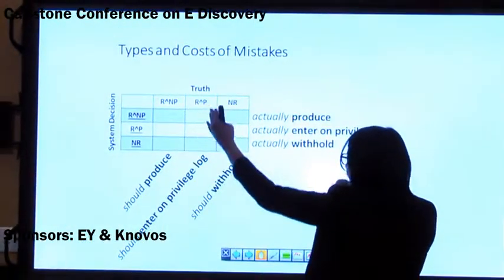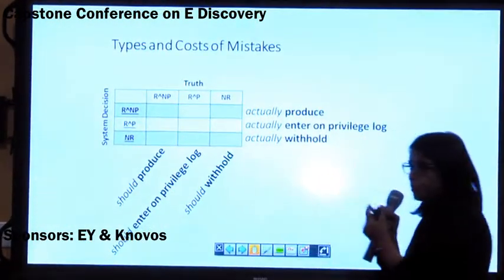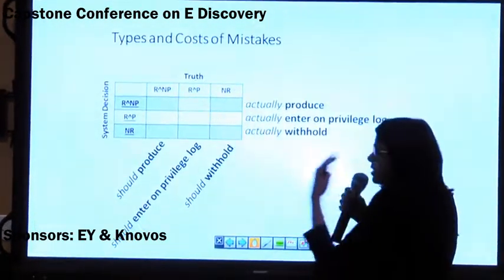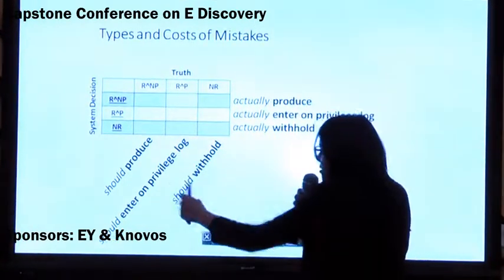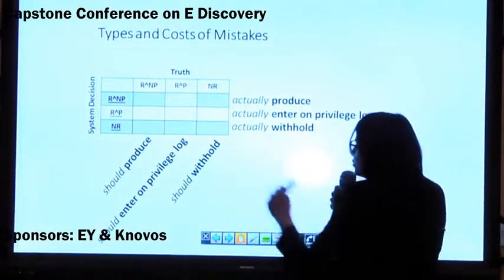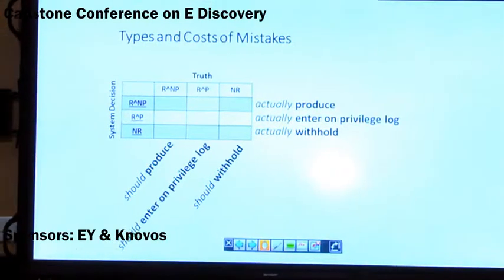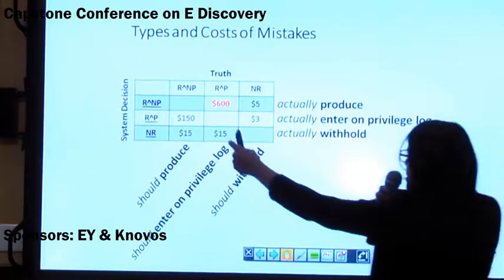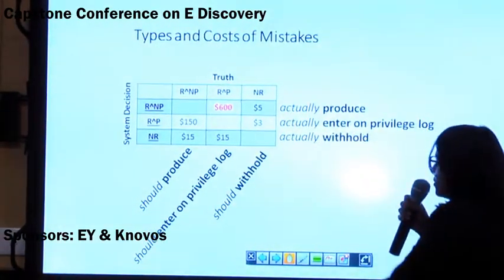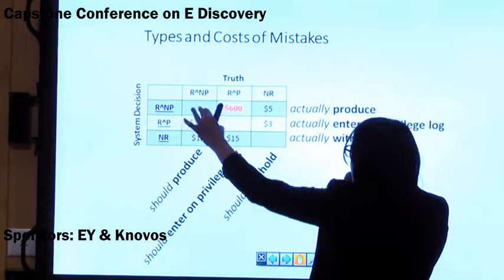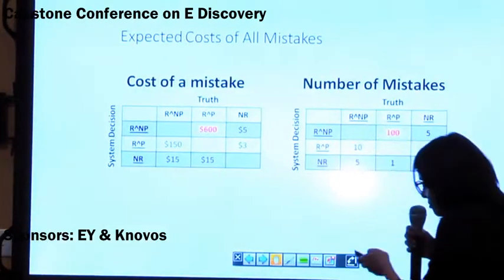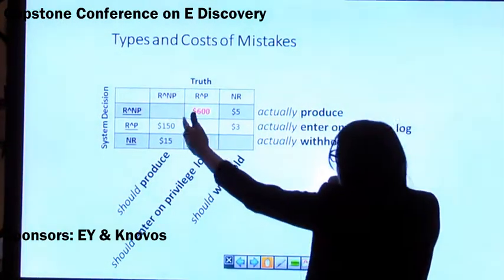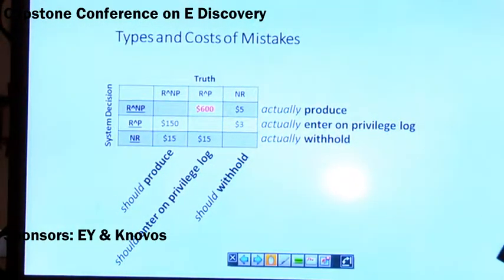When the truth comes in, this is the set you actually need to produce in reality. This is the set you actually need to put on the privilege log, and that's the truth, because we have, let's say, God telling us that that is the truth. And we have the not relevant documents, and that is what you should have actually withheld. But now, these are the mistakes. The mistakes are the ones which are not on the diagonal. The mistakes are all with numbers.